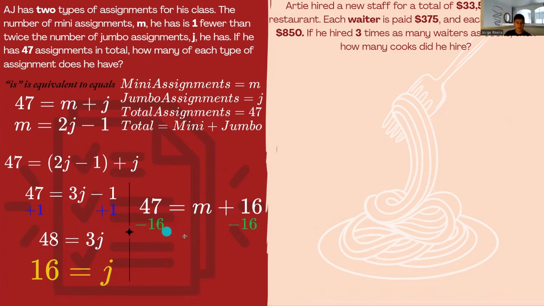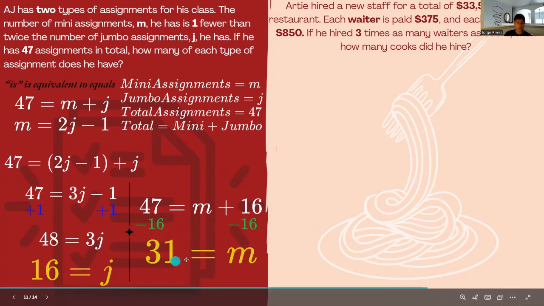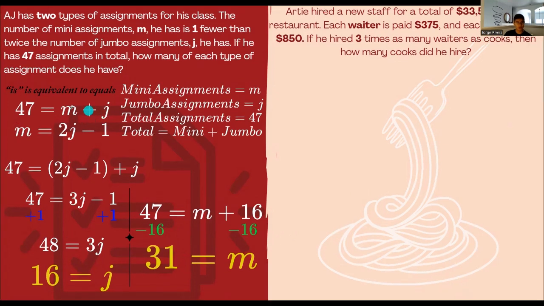Or in order to combine like terms, right? So we subtract 16 from both sides, and so that gives us 31 mini assignments. So in truth, he had 31 mini assignments, and he had 16 jumbo assignments. So this is just how we have to do. We just have to learn how to plug different equations in order to get the same variable.